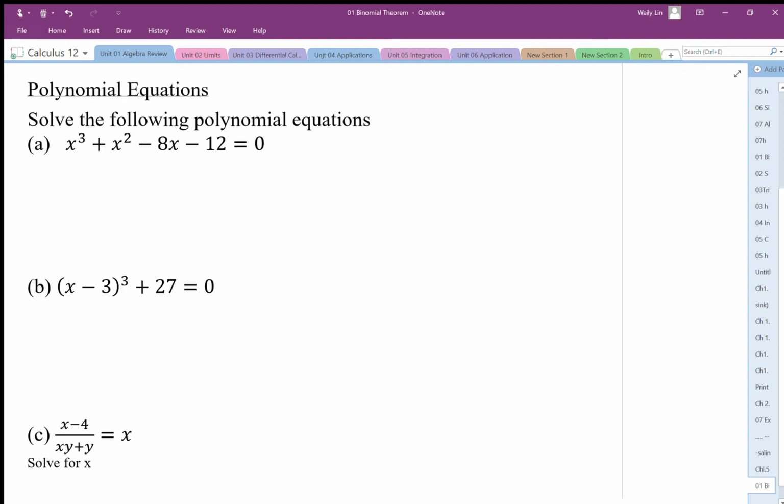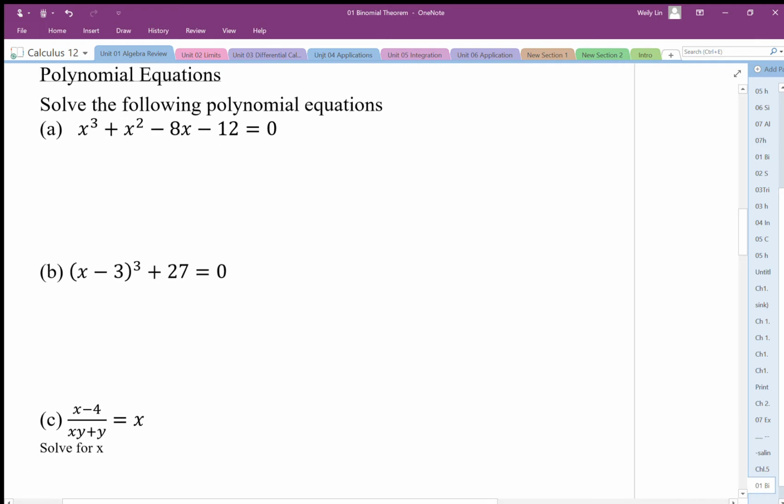For solving polynomial equations, we need to be able to factor many of these equations. So this example here, this cubic function, we cannot isolate the x on this, so we're going to need to factor this. So to factor, remember, we have to find one factor first, and then we have to break down that polynomial into a quadratic.